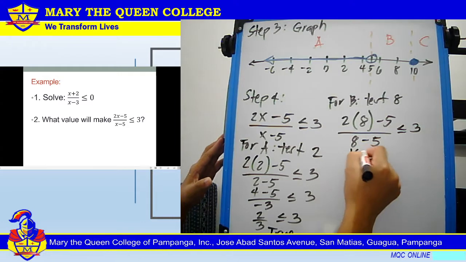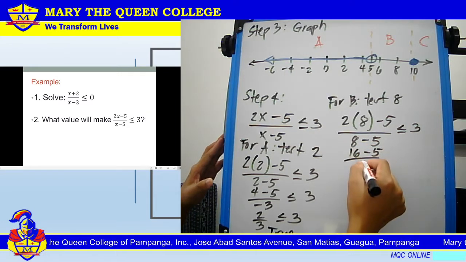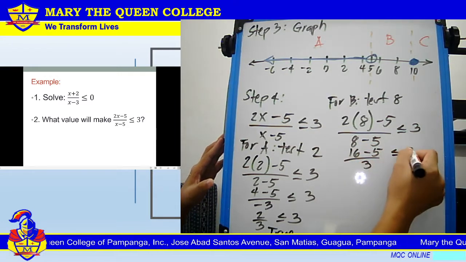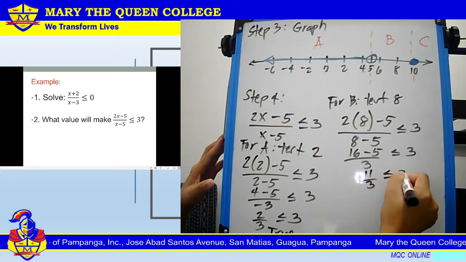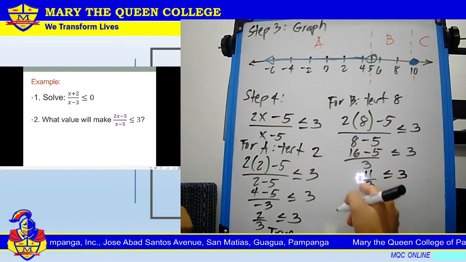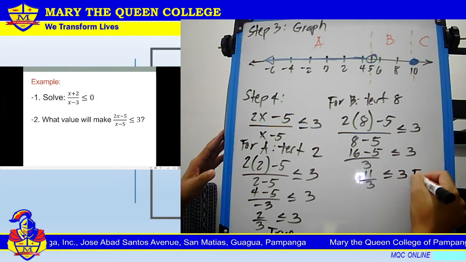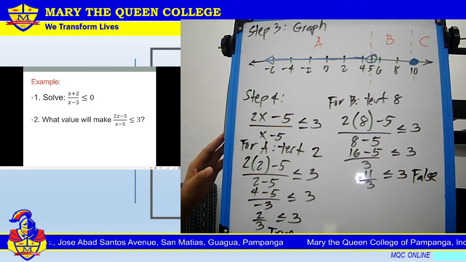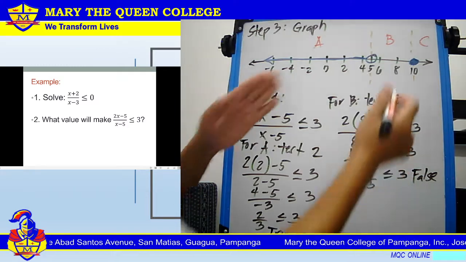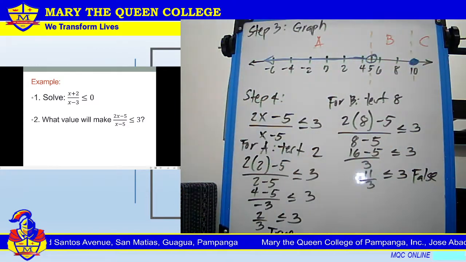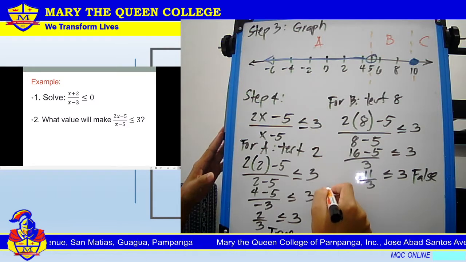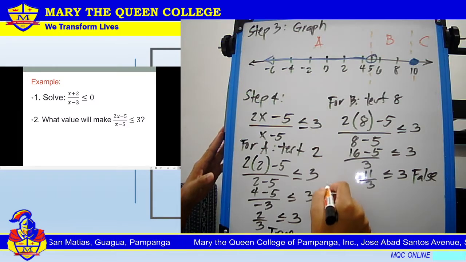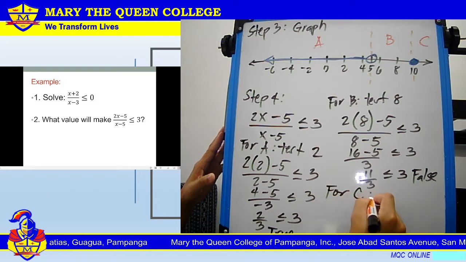So we have 16 minus 5 over 3 less than or equal to 3. So we have 11 over 3 is less than or equal to 3. So with this one, this is a false statement. Meaning to say, if this is false, interval B is not included in the solution. Then for the last one, we have interval C.